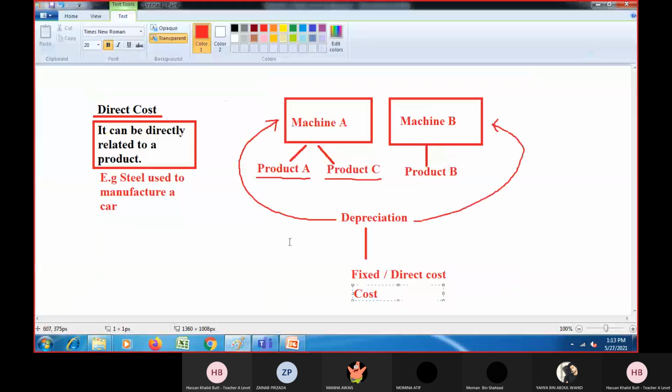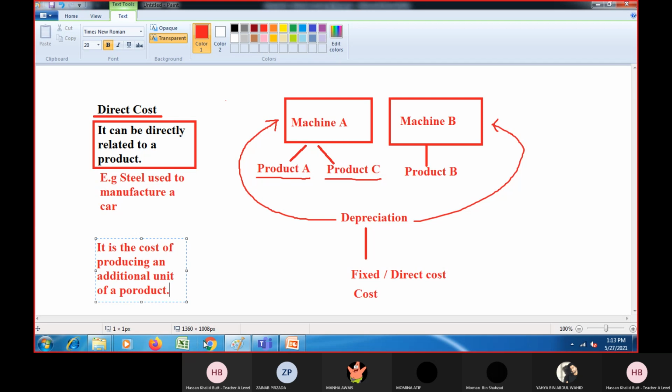Yeah, I'll do it here. Marginal cost. Okay. What is it? It is the cost of producing an additional unit of a product. Cost of producing an additional unit.